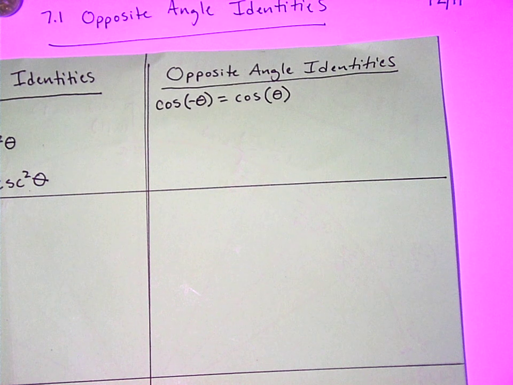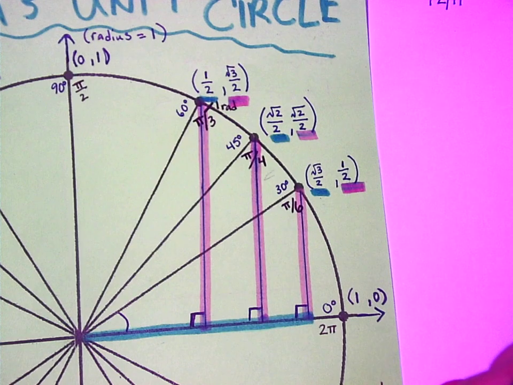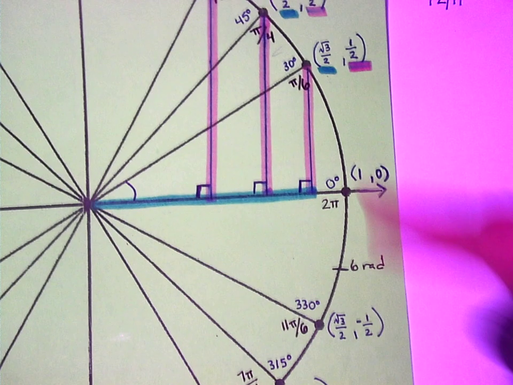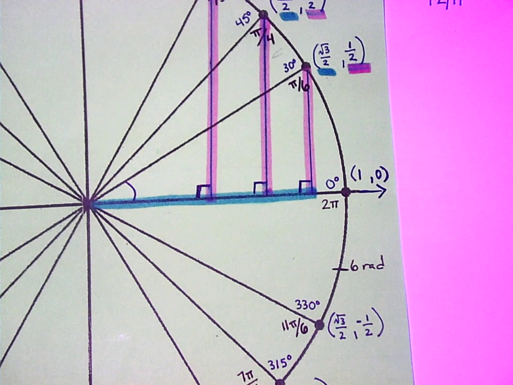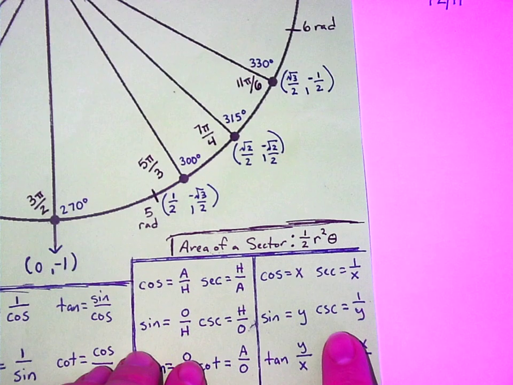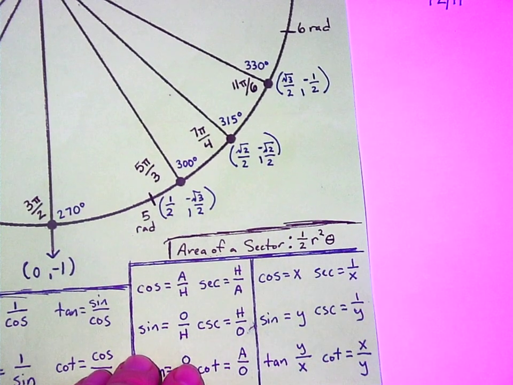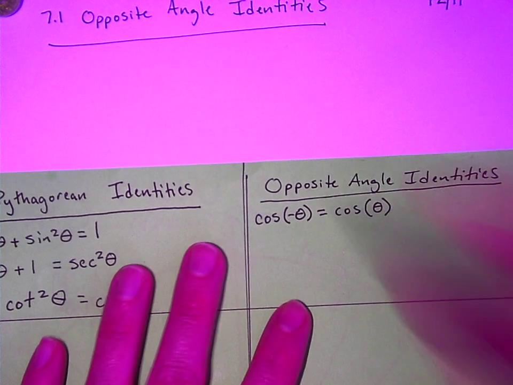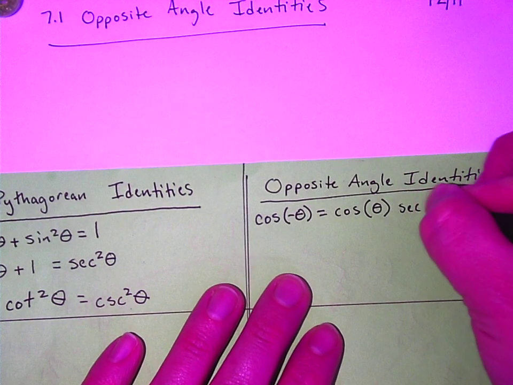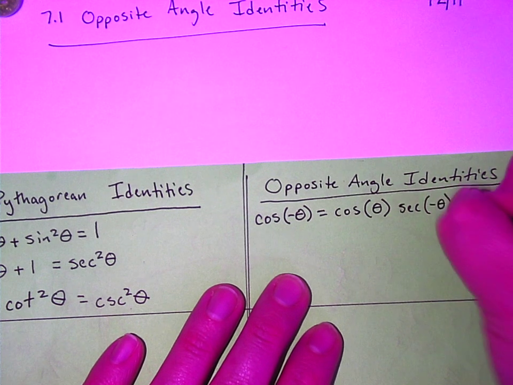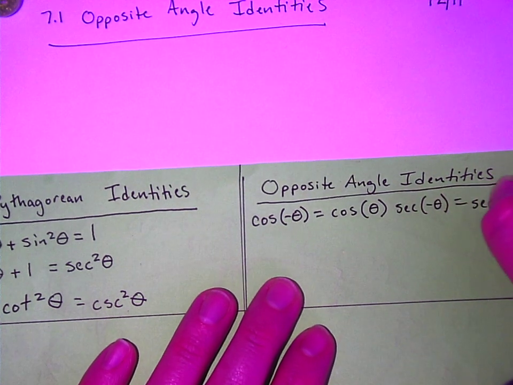The only reason that that works is because we're talking about the x value right here, which is the same for both. Do you remember what other trig function only has to do with x? Secant, because down here it says secant is 1 over x. So the secant is the exact same thing as well. I'm going to write it right next to it. The secant of negative theta is the same thing as the secant of theta.